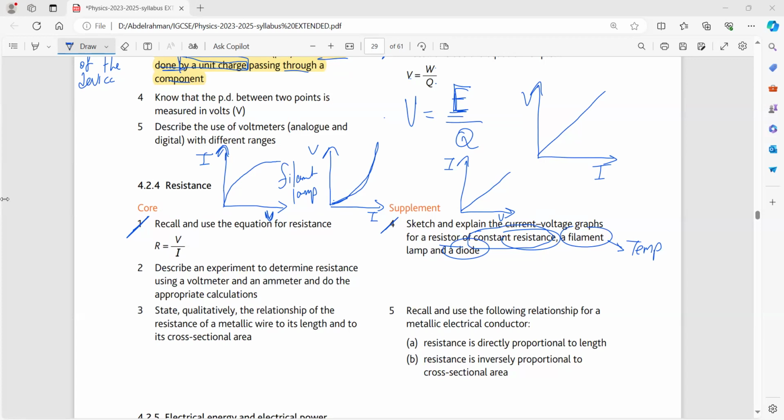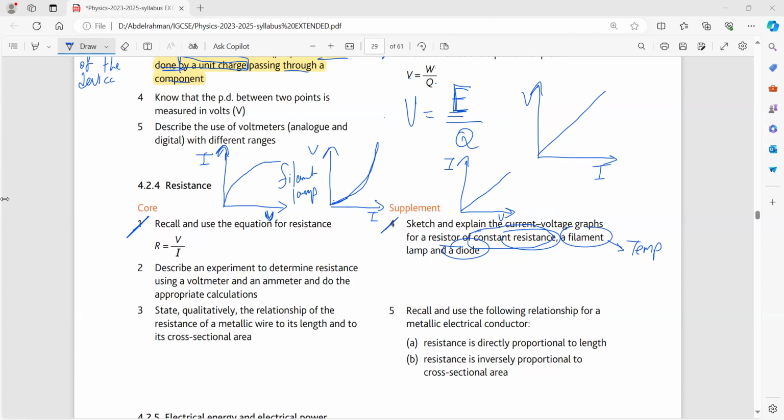Any questions regarding this part? Any questions, Shahab? Wait, so when we're sketching a diagram for a filament lamp and diode, they're going to be the same? No, the diode will be a little different. The diode will be just slightly different than the filament lamp.